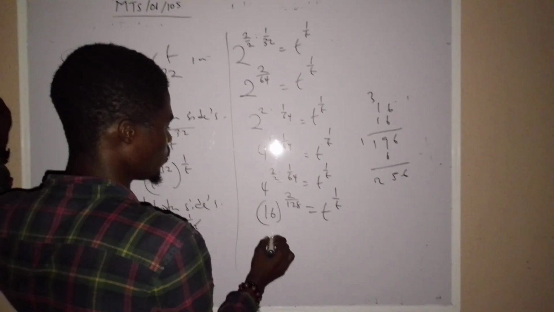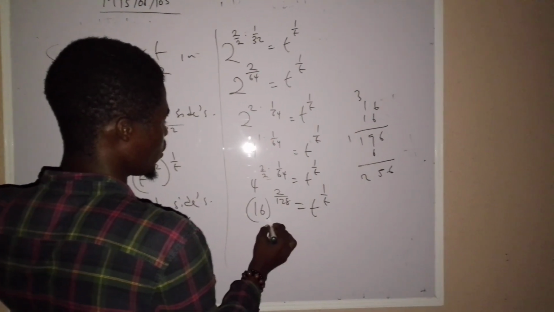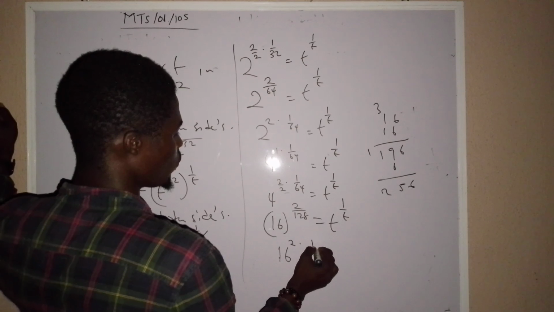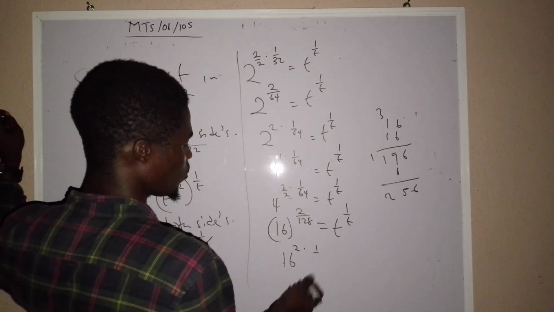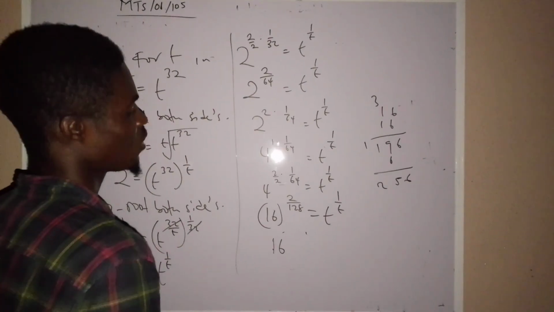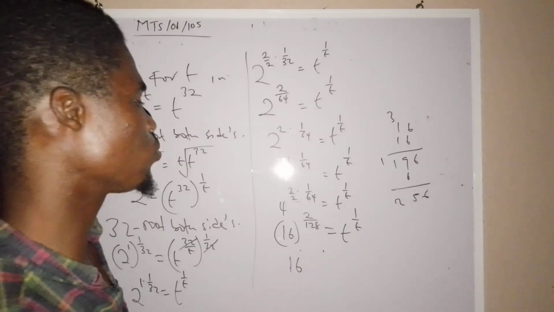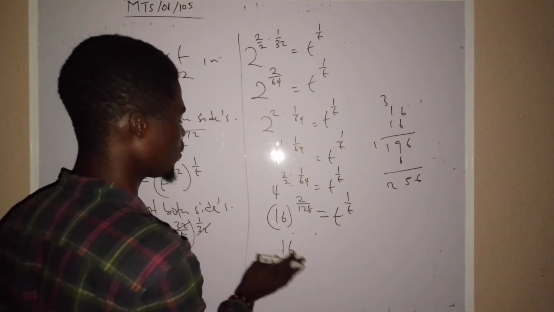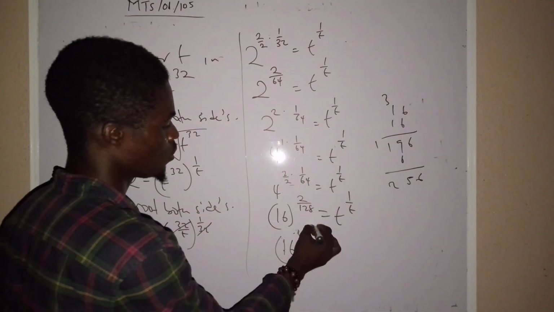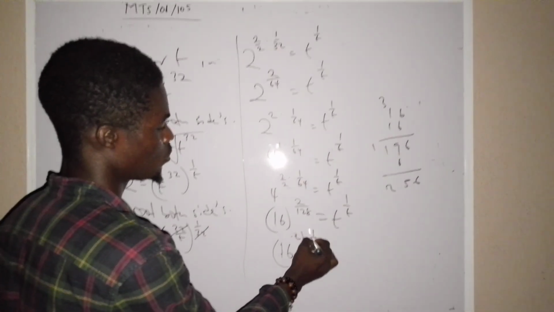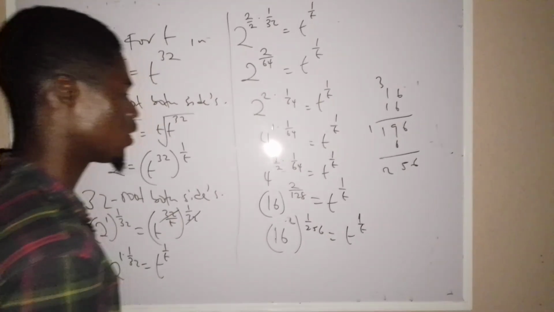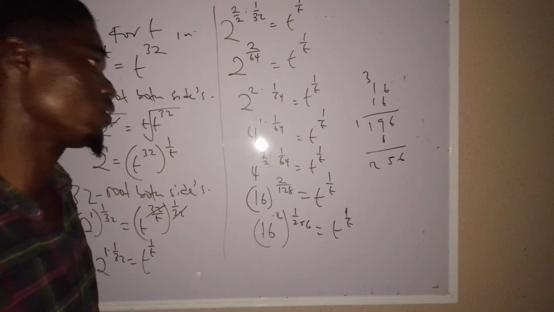So now this thing is power 2 times 1 over 4. Let me continue the rest. I'm tired. So at the end of it, 256. At the end of the day, you should be having 16 raised to the power 2, then 1 over 256. So your t will be equal to 256.